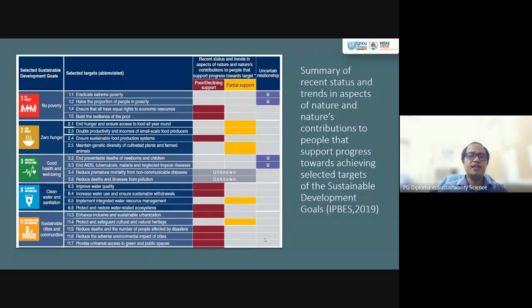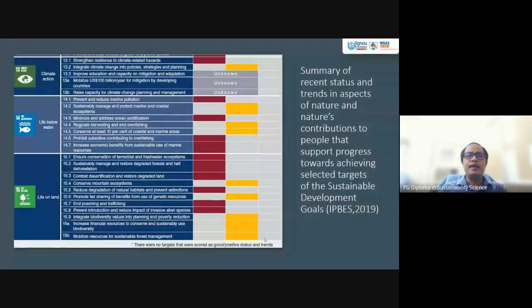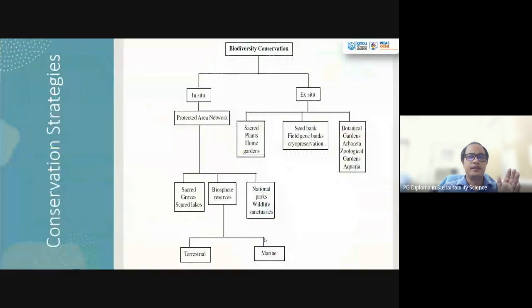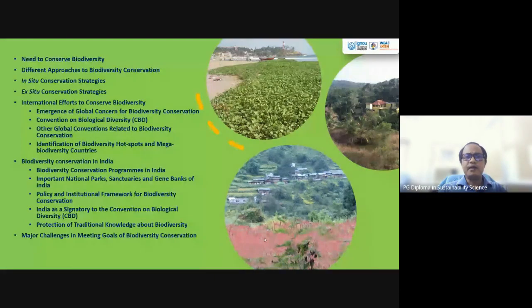In the same way, other goals are also directly or indirectly related to biodiversity loss. Right. So what do we have to do? We need to conserve the biodiversity. Different processes have to be followed. Those different processes are in situ and ex situ conservation strategies. What are the different international efforts, and what is the status of biodiversity conservation in India?